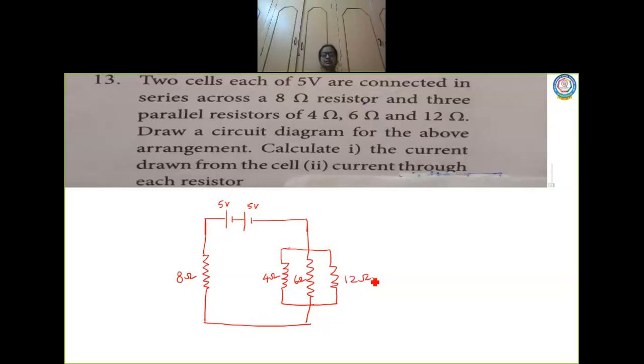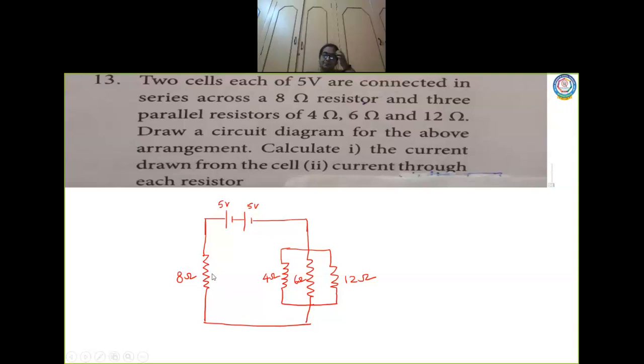Now look at the question and see whether you have drawn it correctly. 2 cells each of 5 volt are connected in series across a 8 ohm resistor and 3 parallel resistors. Now the effective of these 3 parallel resistors is in series with 8 ohm. Okay? You understood? That is what they have given in the question. So these 3 parallel resistors are in series with 8 ohm. Understood the circuit diagram?